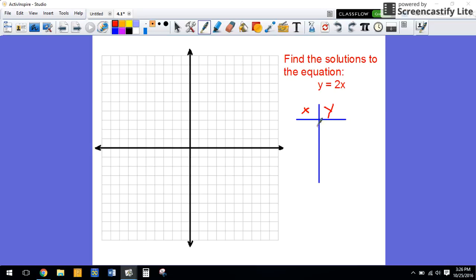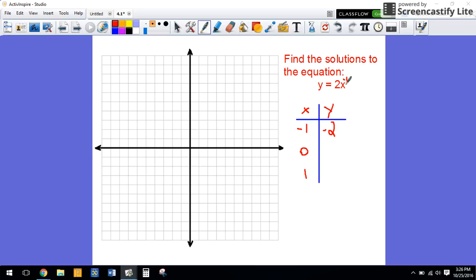points. Here I see I have no x values, so that means I have to come up with my own. What we talked about in class are the easiest x values are -1, 0, and 1. So if I come up here to my equation and I plug in -1 for x, I find that 2 times -1 is -2.